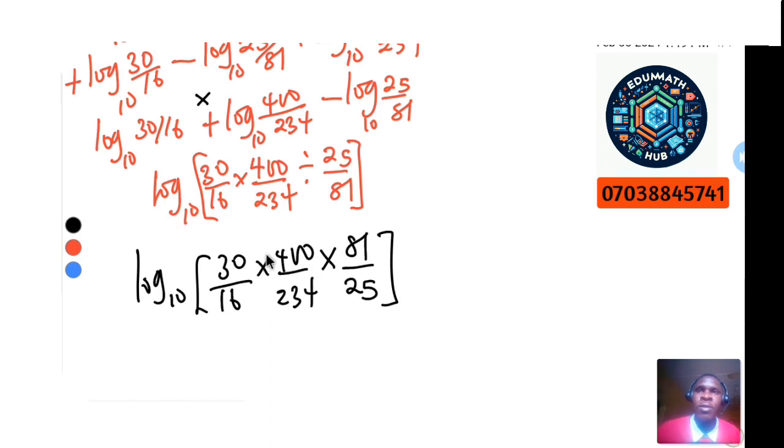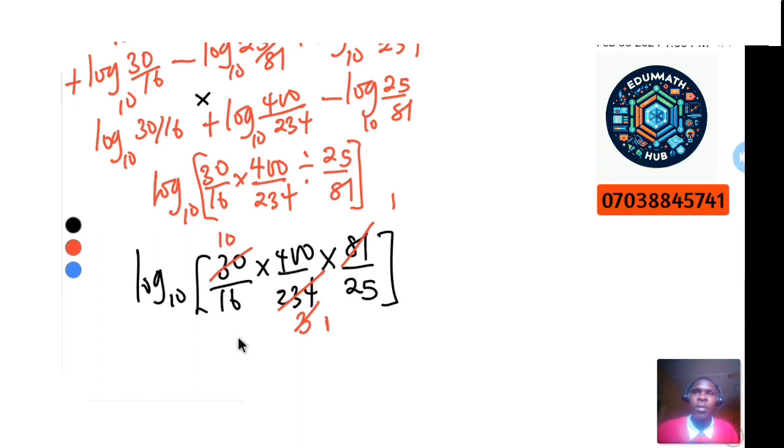So let's start with 81. If you cut this here, you get 1. 81 in 234 will give you 3. 3 here 1. 3 in 10, 3 in 30, that will give you 10. Now 16 here 1, 16 in 400 will give you 25. Then this 25 can cut this 25. So at the end of the day you have 10 left.